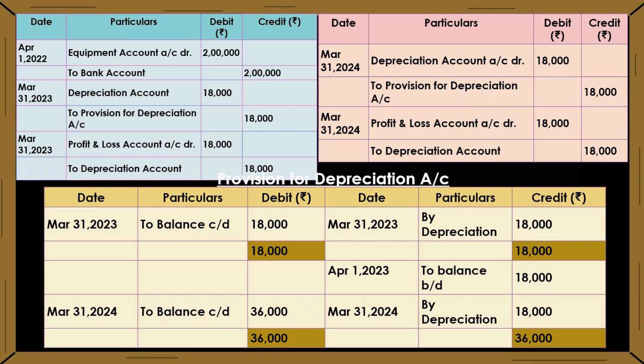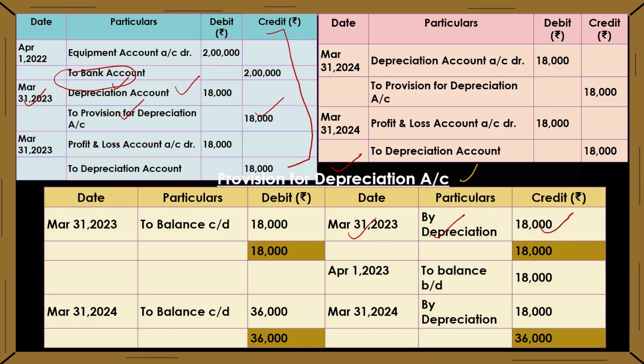Next, we will open the provision for depreciation account. If you see the journal entry on March 31, 2023, depreciation account debit 18,000 to provision for depreciation account 18,000. Here in the journal entry, we have debited the depreciation account. So in the ledger of provision for depreciation account, we are going to credit it. March 31, 2023, by depreciation 18,000. In the first year, if you see the journal entries, there are no other journal entries for provision for depreciation account.